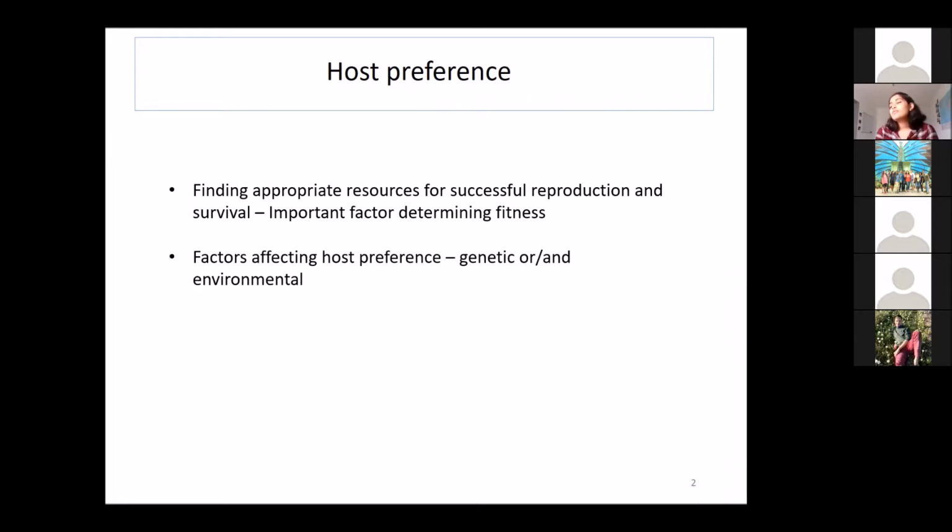There could be different factors affecting host preference. It could be genetic or environmental. And today I'll be talking about which potential environmental factors determine host preference in parasitoid wasps. Host preference is also relevant to different questions in evolutionary biology, such as sympatric speciation, parasite-host coevolution, and generalist versus specialist adaptation.